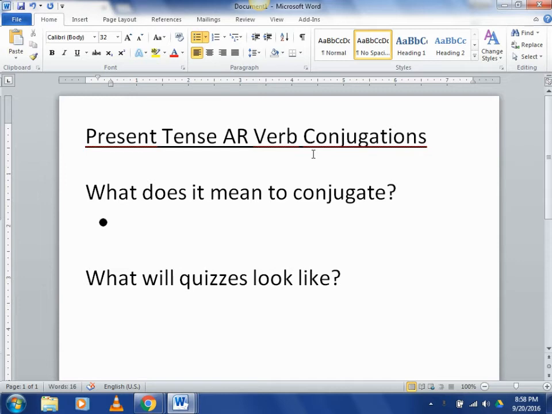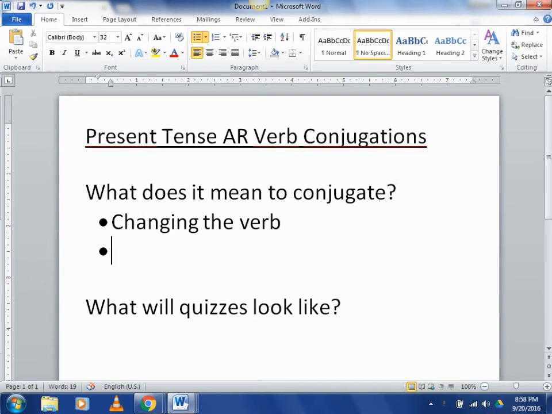Conjugating a verb essentially means that we are changing the verb. The reason we're going to do that is because we need to match up the form and the person. We already do this in English, but as native speakers, we don't think about it. It's automatic at this point.